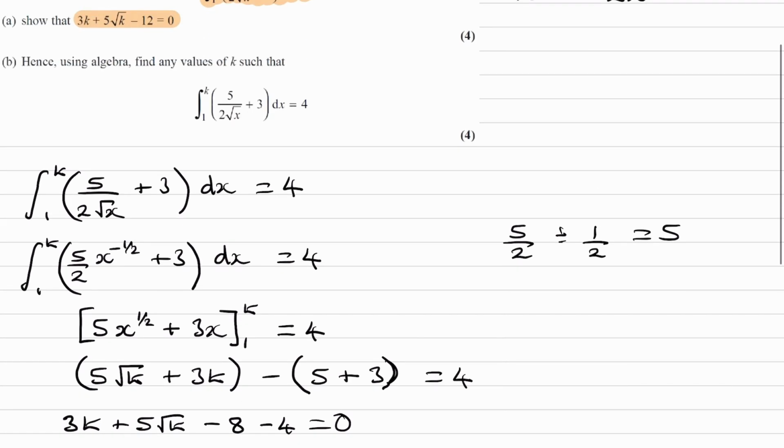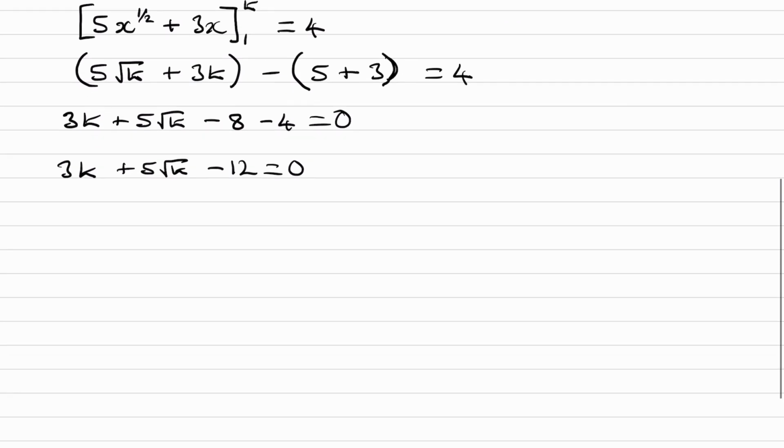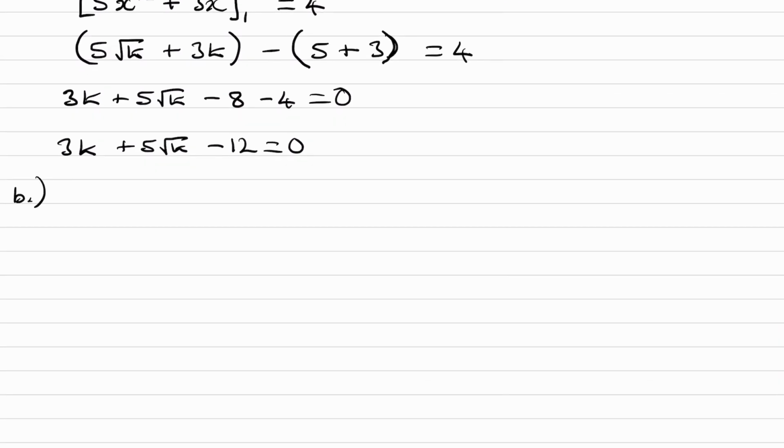For part B. Hence, using algebra, find any values for k such that this is true. So, what we have there is exactly the same as what we have here. There's no difference. So, if we know that this can be rewritten as this, then if we are solving this for k, we're effectively solving this equation here. So then, for part B, we are solving 3k plus 5 root k minus 12 is 0.